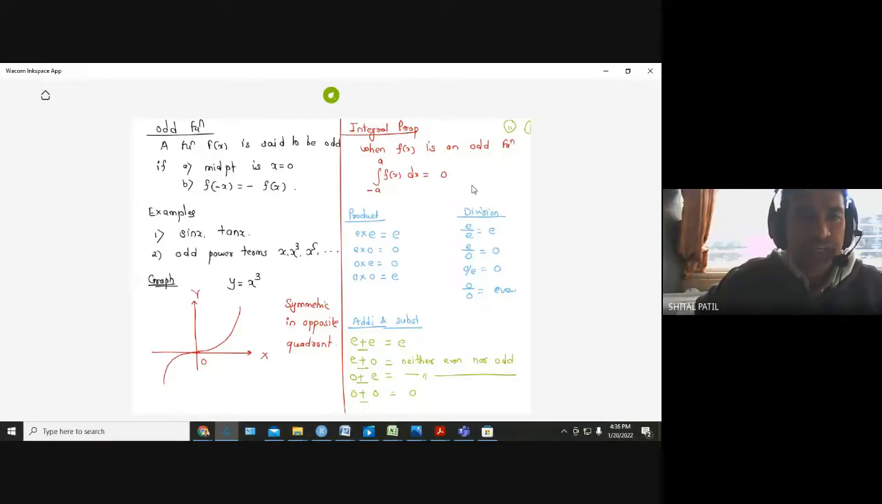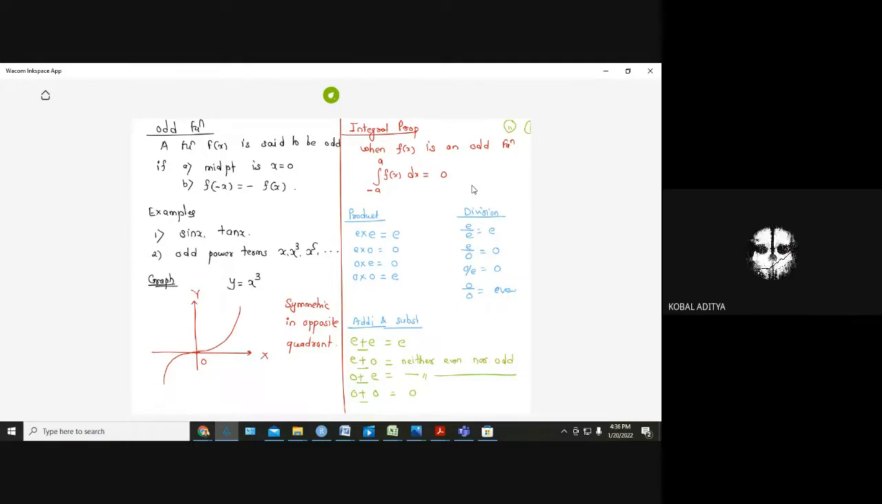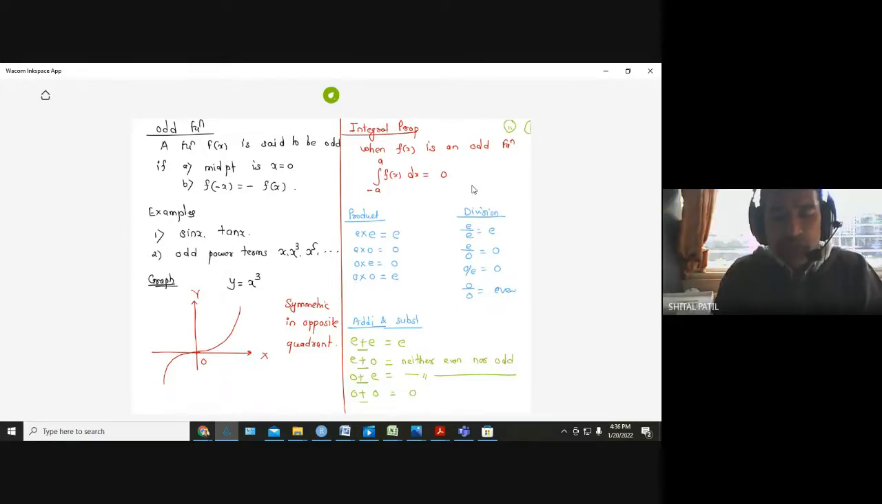You can check it by the properties of even and odd functions: f of minus x equal to minus f of x, and f of x equal to f of minus x equal to f of x. You can check by that. If it is not clear, you can ask me maybe during the tutorial or in the next lecture.